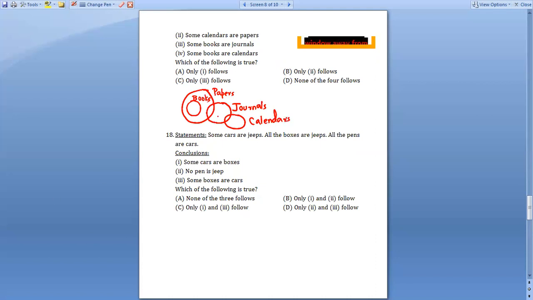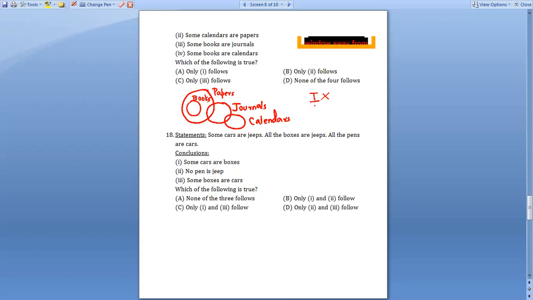Okay, so this is the Venn diagram associated with this problem. Now I read out the conclusions. Conclusion 1: some journals are books. We don't know, because journals and books are not directly connected. So conclusion 1 doesn't follow. I cannot say anything about conclusion 1. That means it doesn't follow.